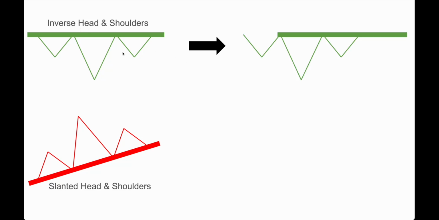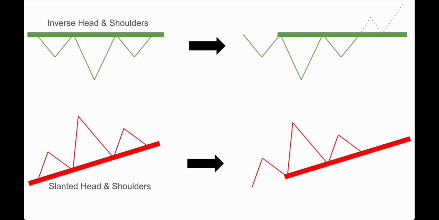Talking about inverse head and shoulders, it can lead to something like this, where price comes back down to the scene of the crime, and then it goes up. This is a bullish pattern, and if you were looking for an entry, then you'd be looking to buy around here when it retraces back to the scene of the crime. Or if you're confident it's a head and shoulders, you can also enter around here.